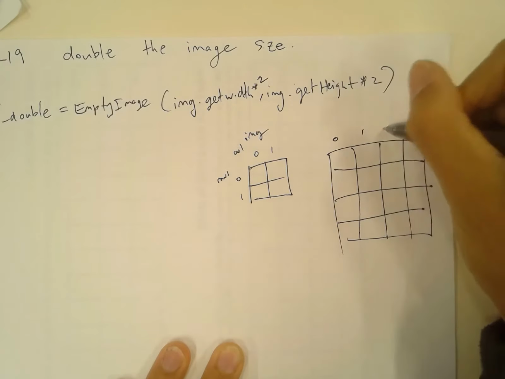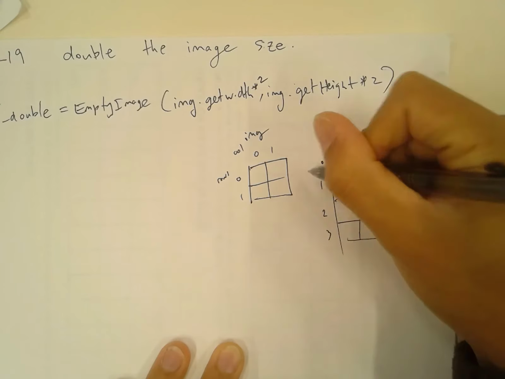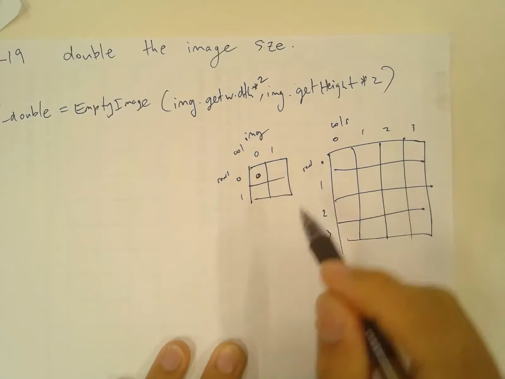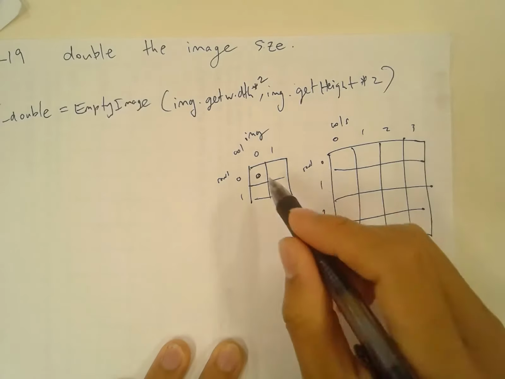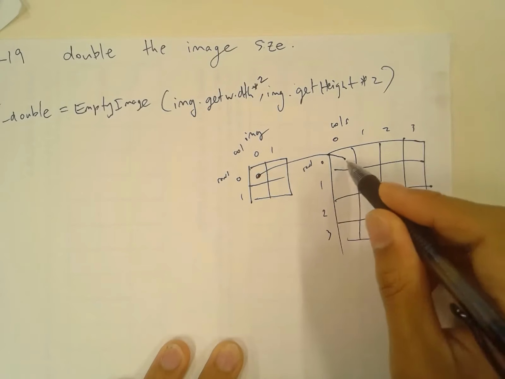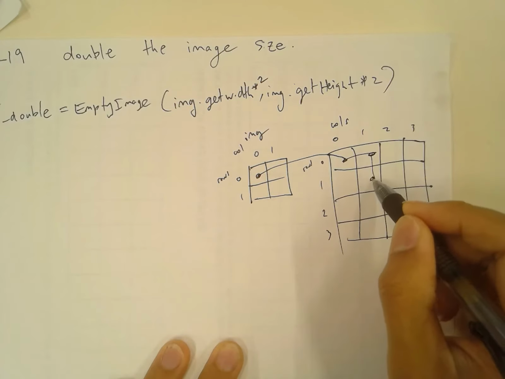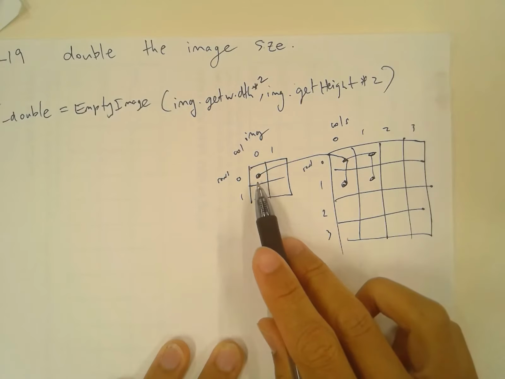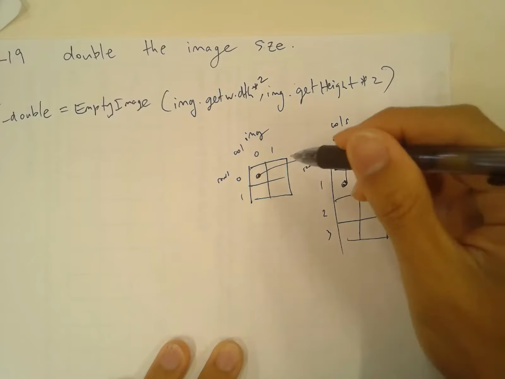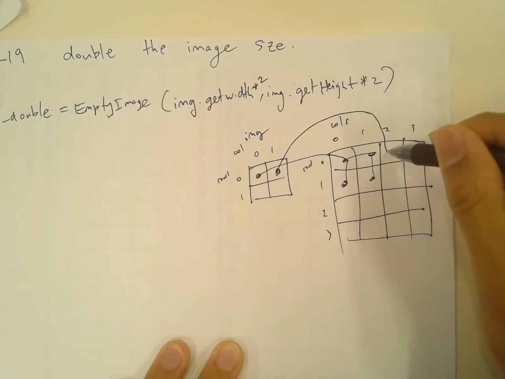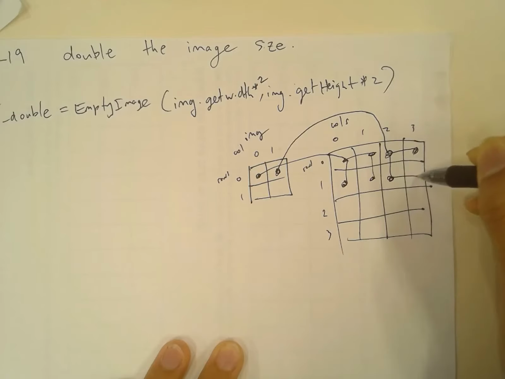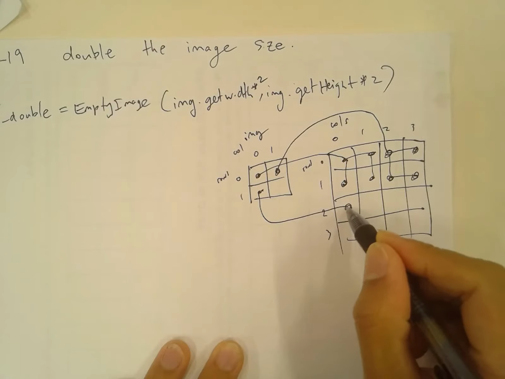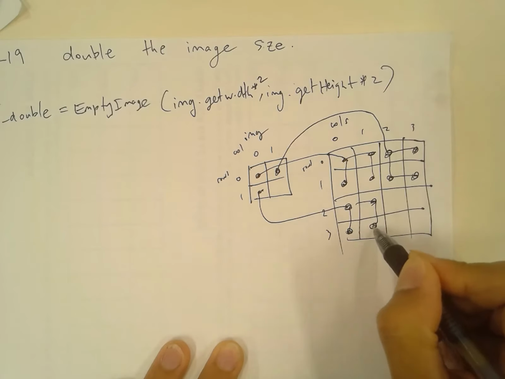Where we have 0, 1, 2, 3 for the rows and 0, 1, 2, 3 for the columns. So this first pixel, let's say it's a brown pixel, would need to be transposed here, here, here, and here, so that all 4 of these are the same pixel as this pixel here. And then this one here would need to be transposed here, here, here, and here. And then this one here would need to be transposed here, here, here, and here, and so on.